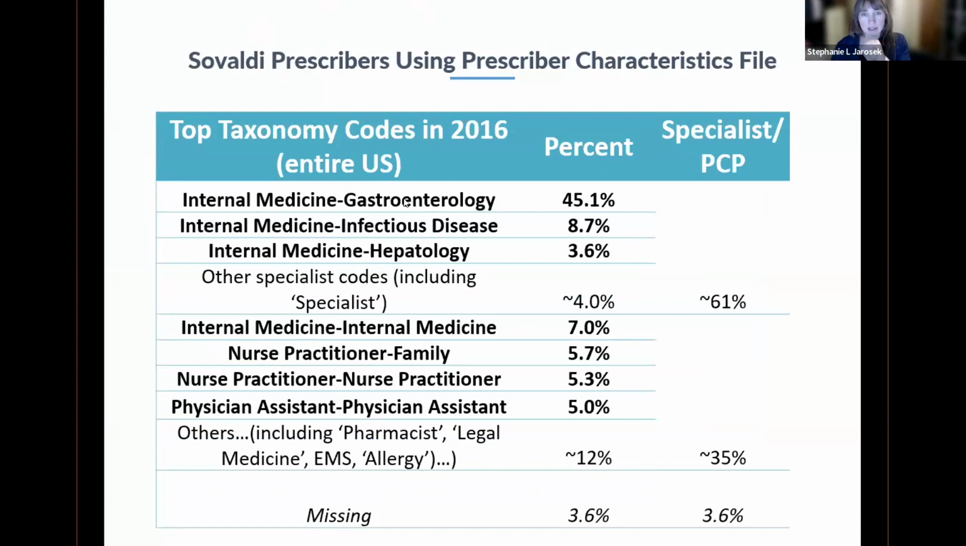And I just looked at prescriber ID on Sovaldi events. And most of the time it's gastroenterology. You do find infectious disease and hepatology. And the lower bolds are ones that I would consider probably primary care, but then you've got some others that are very general. There's one that's just specialist. There are some that are pharmacist or emergency medical services or allergy, legal medicine.